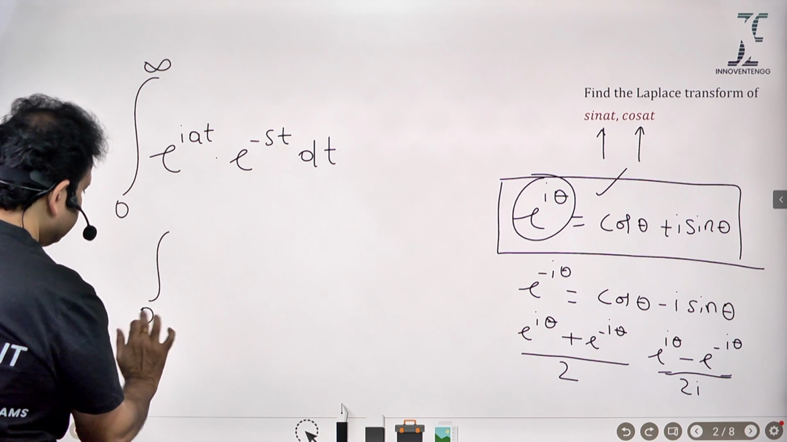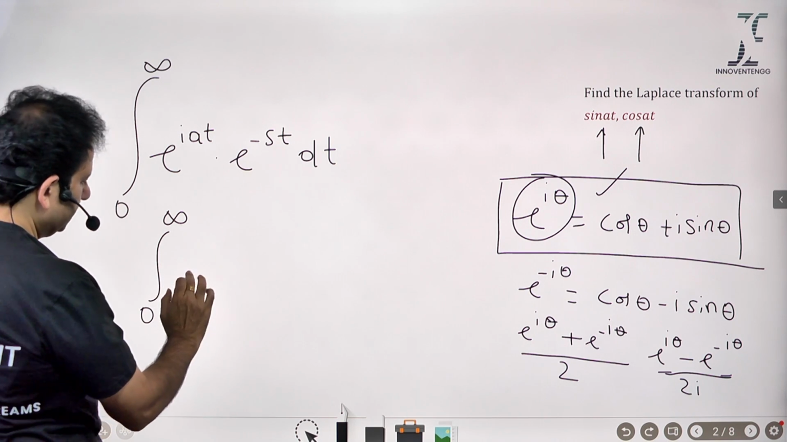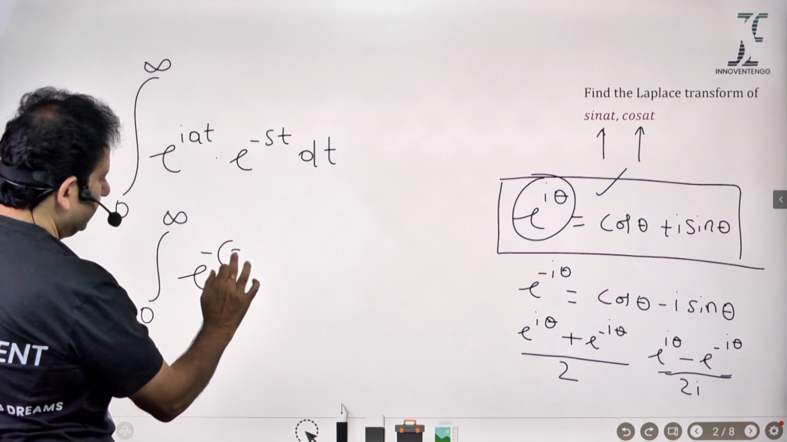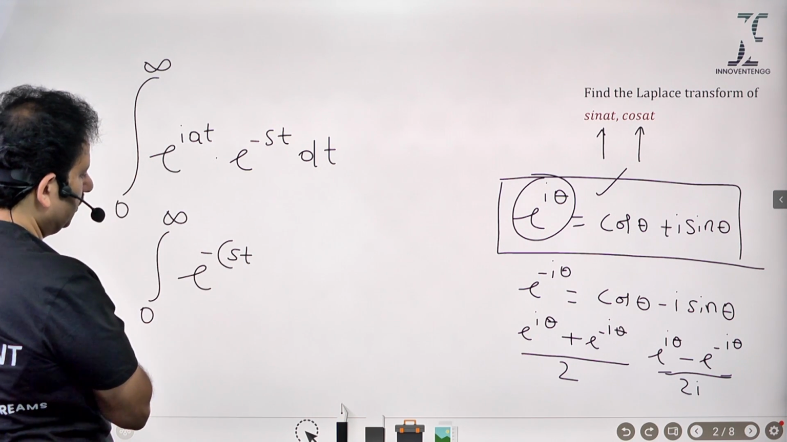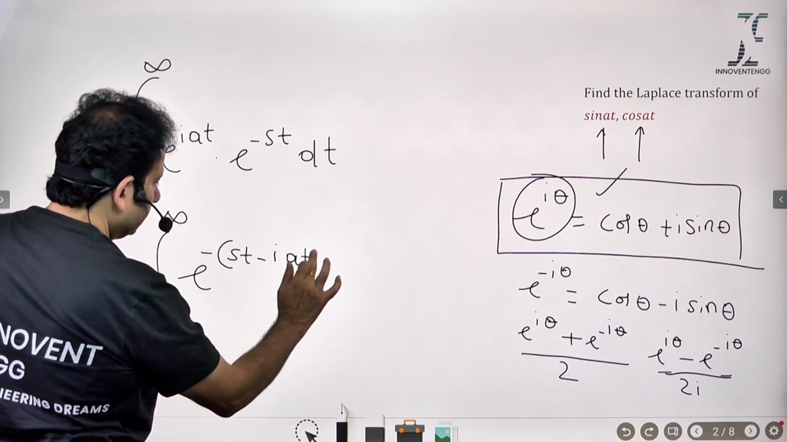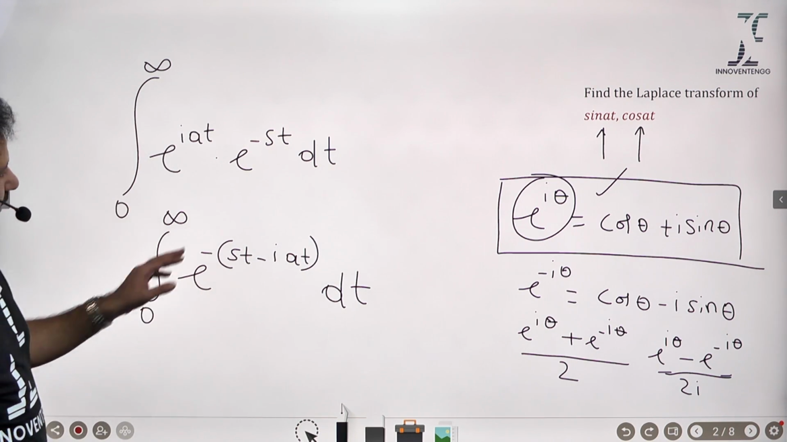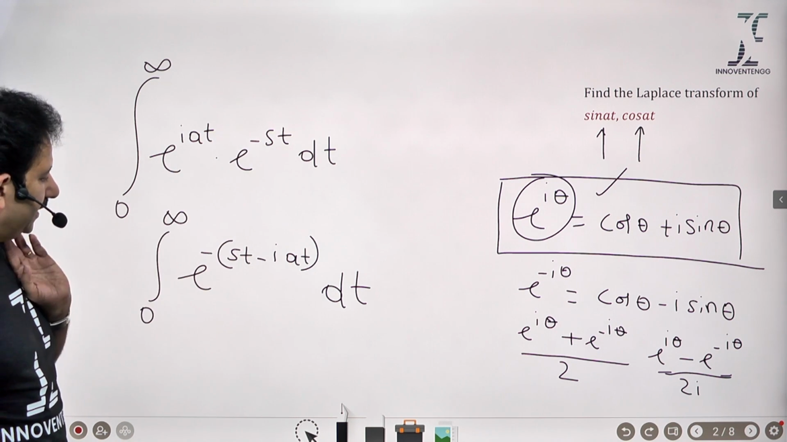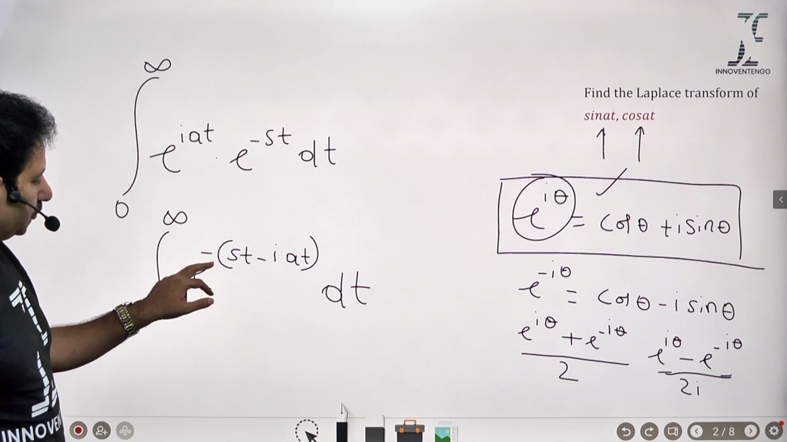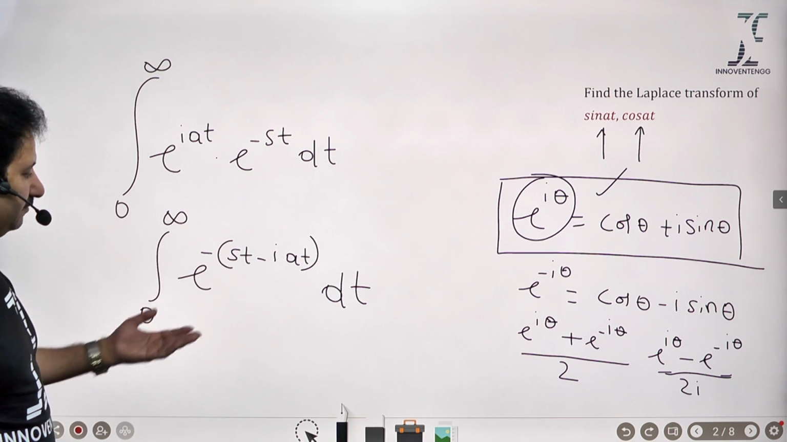Now this is 0 to infinity. And now can I club these two exponential terms? Indeed, what I would do is I would keep minus outside and I would say st, and then what about this? This is going to be minus iat, right? And then dt. Clear? So what I did, I just took st and iat, combined them, and I took minus outside so that you get back to the status quo, because this is a plus term and this is a minus term.